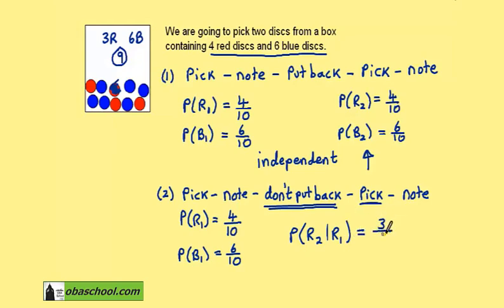is equal to 3/9, since there are 3 red discs out of the 9 in the box. This cancels down to 1/3. These events are not independent. The probability of getting a red disc has changed. These events are called dependent or conditional.